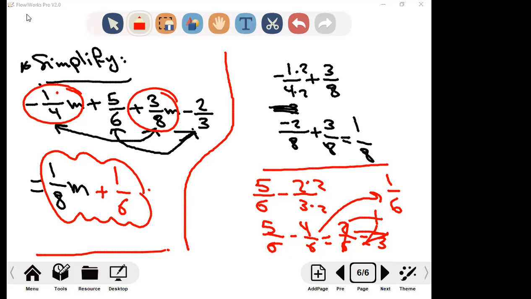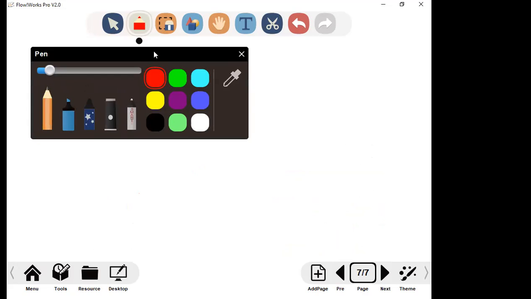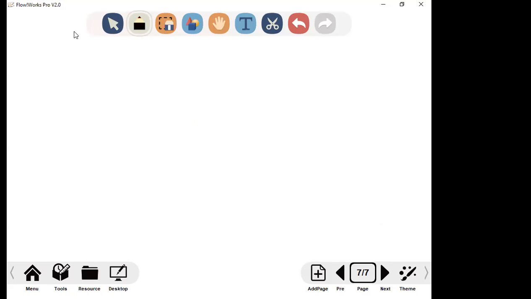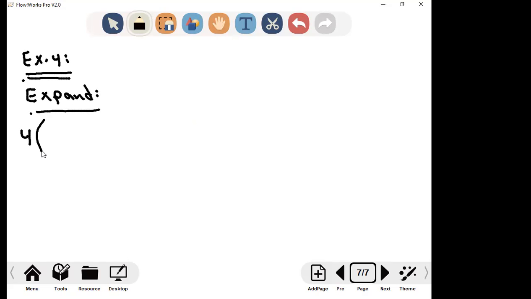Example 4. Example 4 is something we call distributing over addition. Simplify, or use the distributive property to expand. Expand 4 bracket negative 3x plus 6.